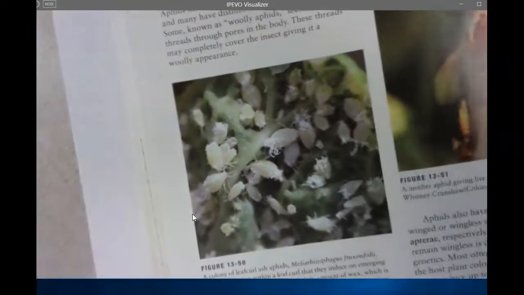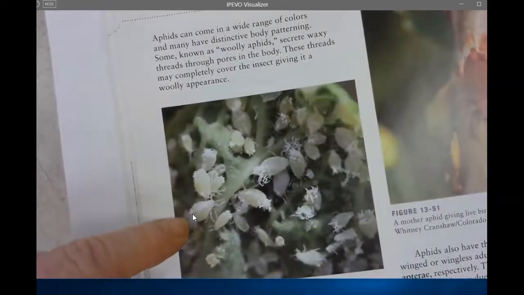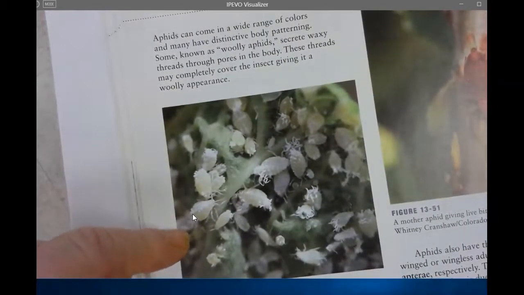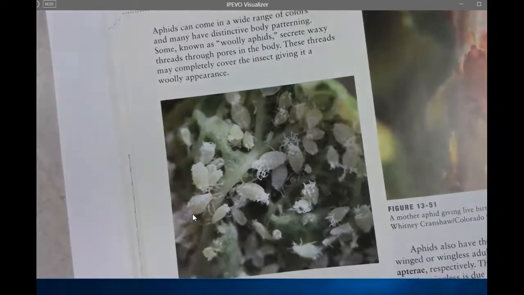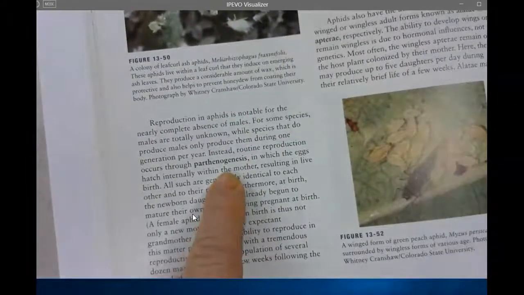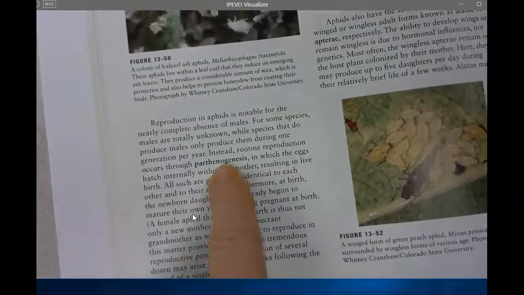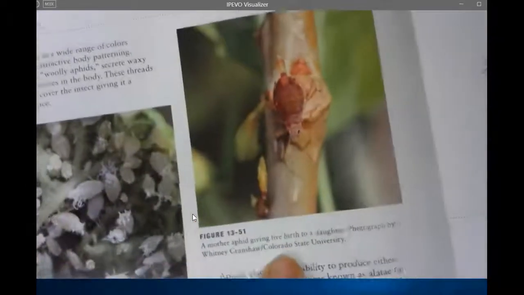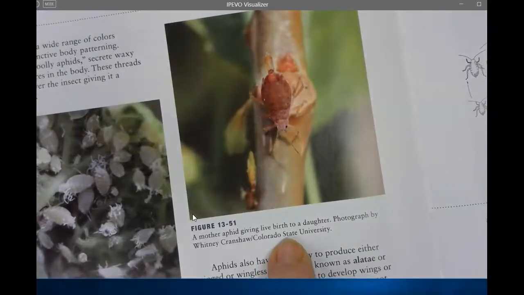So they come in a wide range of colors and can have different patterns. This is a woolly aphid here, and pretty much remember that the aphids can actually reproduce without mating. So if they have where the eggs actually hatch within the mother, that's called parthenogenesis. That's what you need to remember. And they have a picture right here of an aphid giving live birth to young right here.